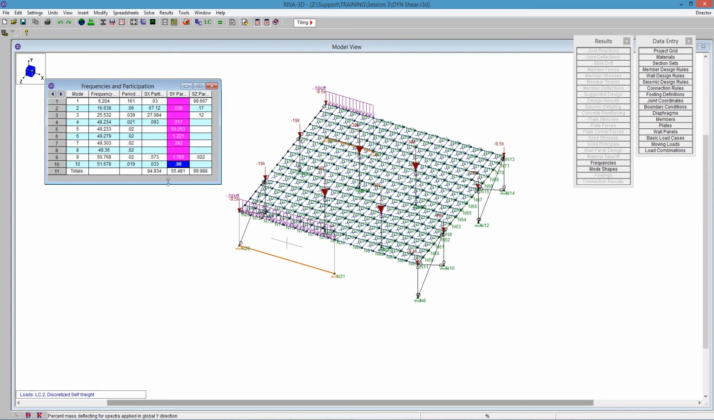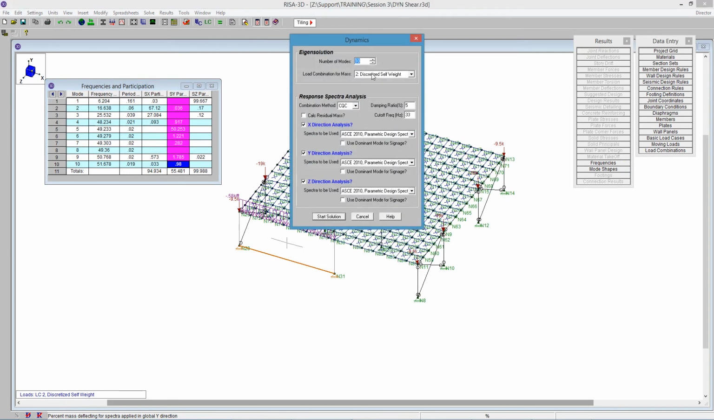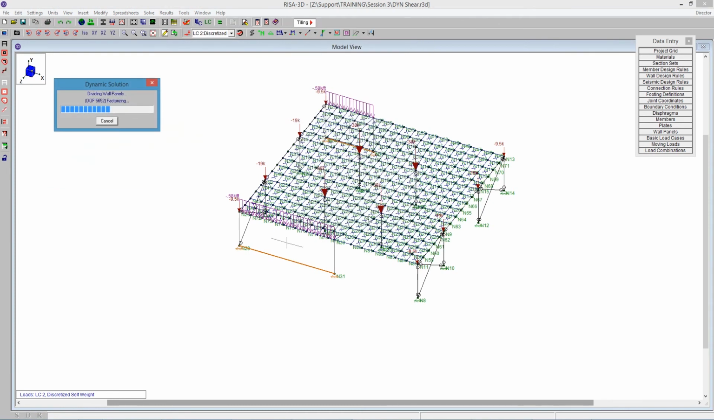We can try increasing this to a larger number of modes. Let's go ahead and try that and see if we can get up higher. So instead of 10 modes, maybe we'll go to 100 and start this one more time and see if we can get it to go a little bit farther than what we just had.